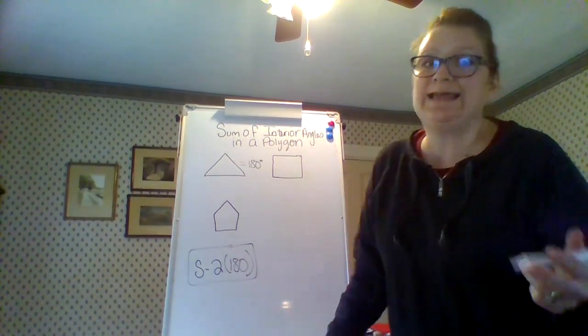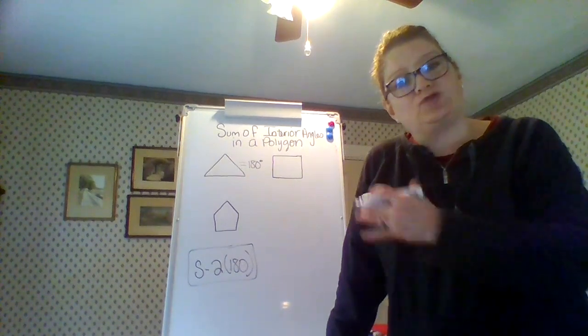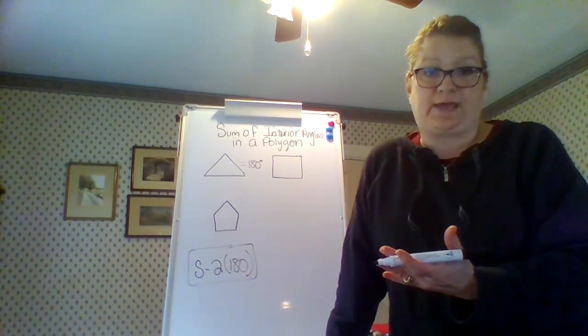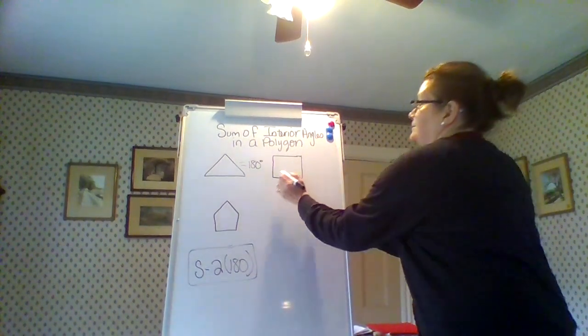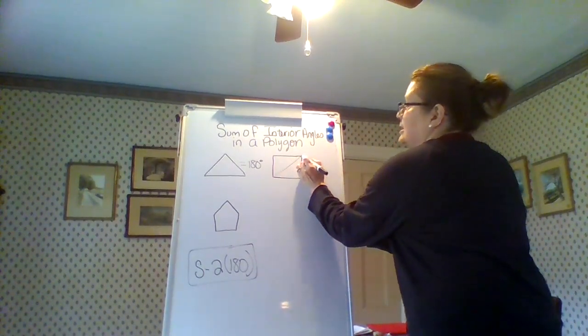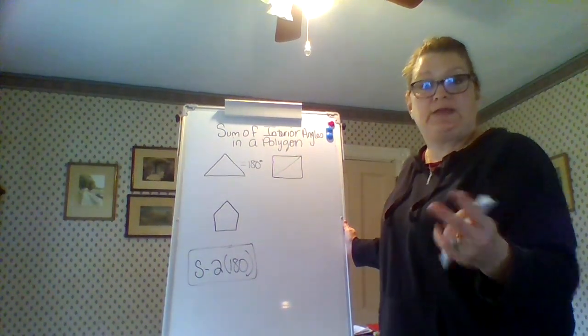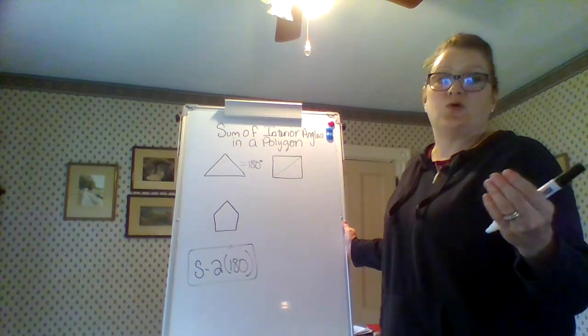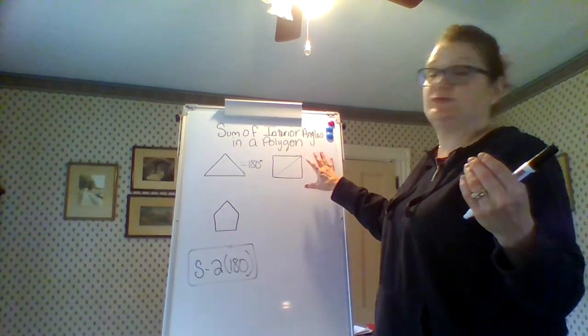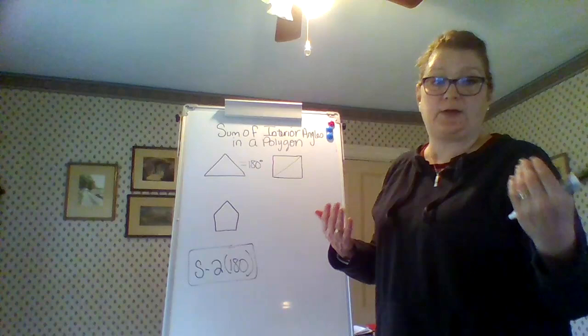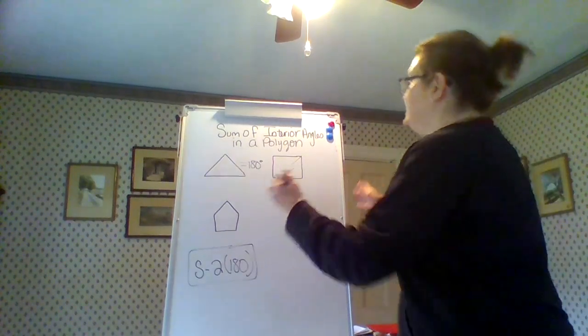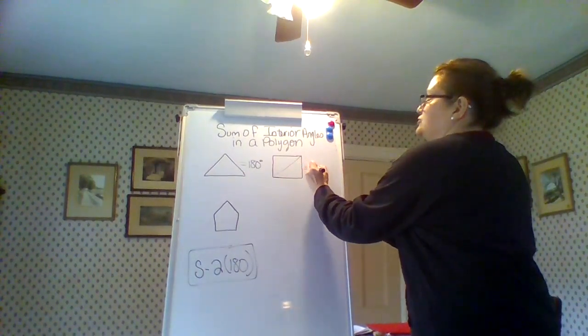One way is to see how many triangles you can make within that shape. So if you watch this, if I draw a diagonal line, you can see that I can make two triangles out of this. So basically, to find the sum of those interior angles inside there, I would take 180 times 2. Some of you already know that's equal to 360 degrees.